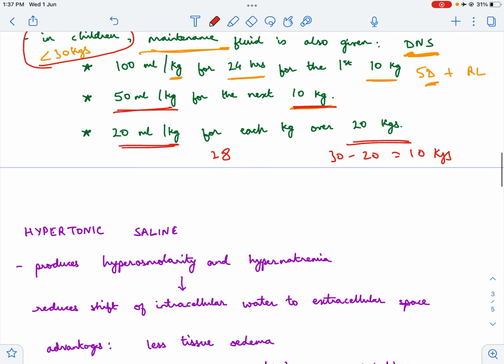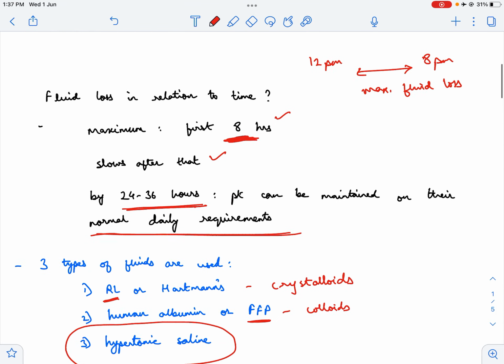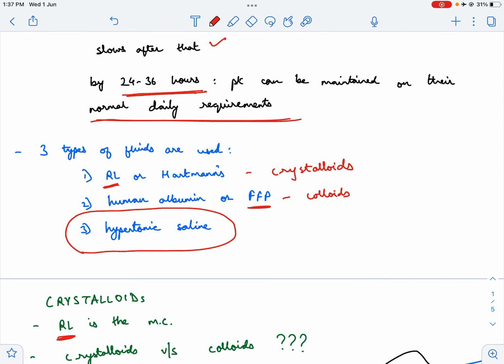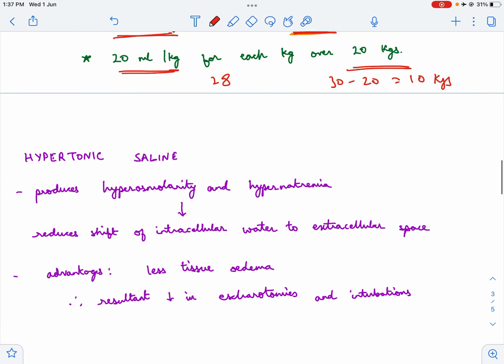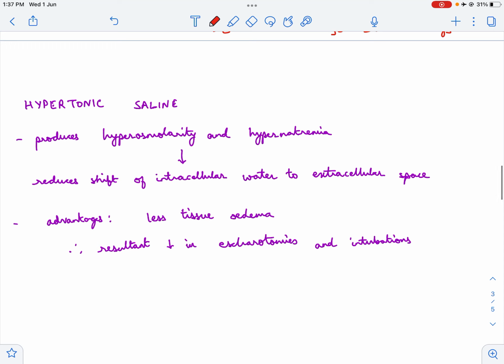Okay. Now, as we discussed earlier, you will first give crystalloids, colloids, and you can also give hypertonic saline. We have discussed crystalloids, so let us look at hypertonic saline. Normally the NS which you give in your wards routinely is normal saline. It neither allows water to enter from the tissues into the vascular space, nor does it allow the water to leave from the intravascular space to the tissues.